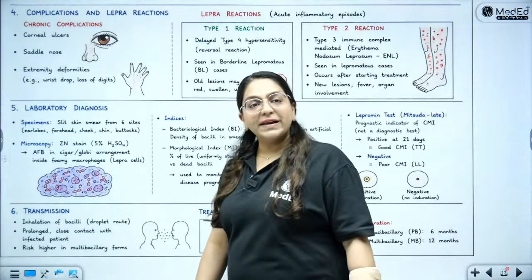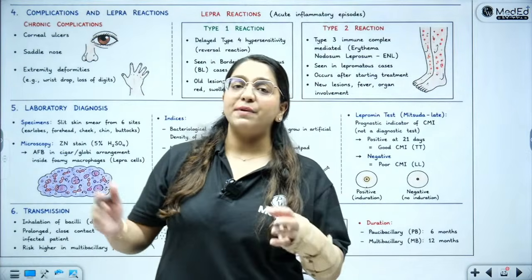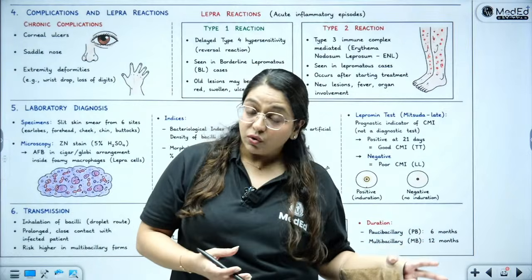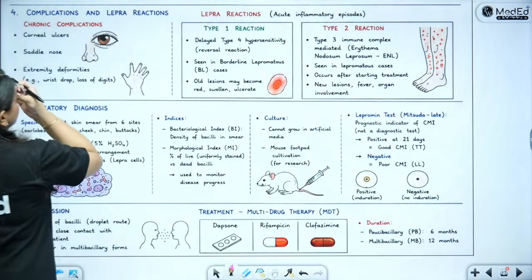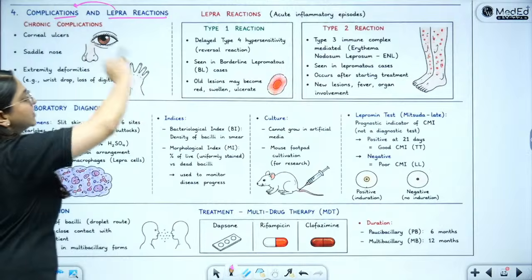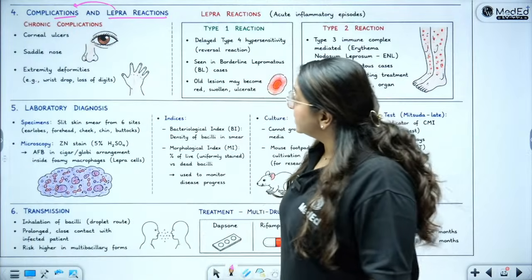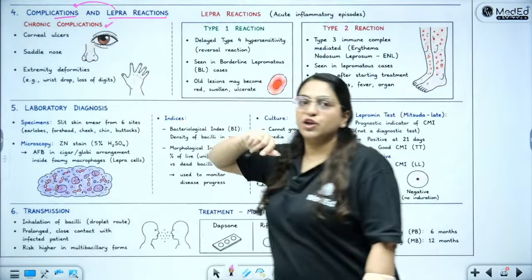So what are the complications? Now you have 2 important things. Don't confuse lepra reaction and your lepromin test reactions. They are 2 different things. Before that, we have to talk about complications. A lepra reaction is in fact a complication of the leprosy disease. Leprosy will lead to either chronic complications or some acute complications.